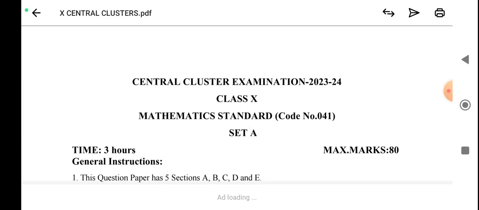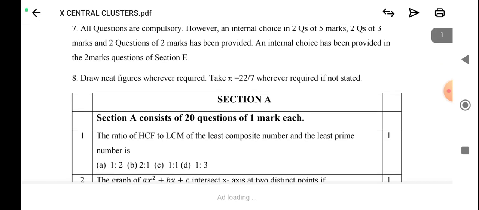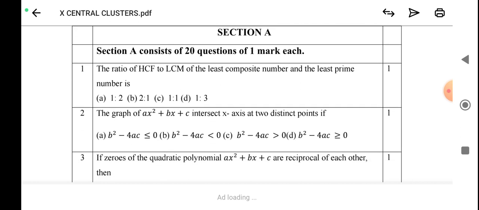Today, we are going to discuss the class 10 CBSE Maths Standard question paper, code 041, Central Cluster Exam 2023-2024, and its marking scheme, children. So first question, you see, ratio of HCF and LCM they asked in Chapter 1, Real Numbers.